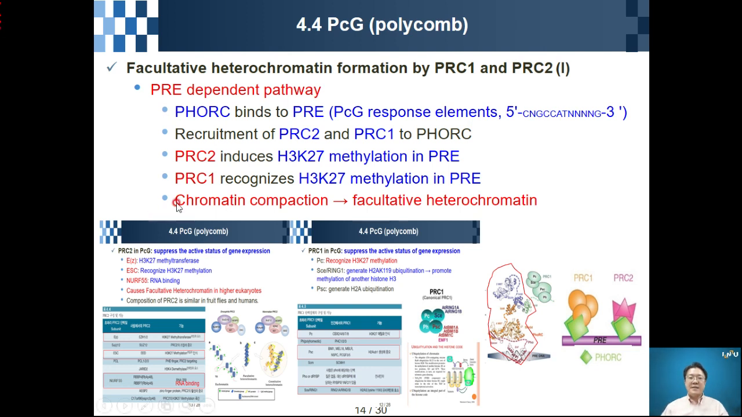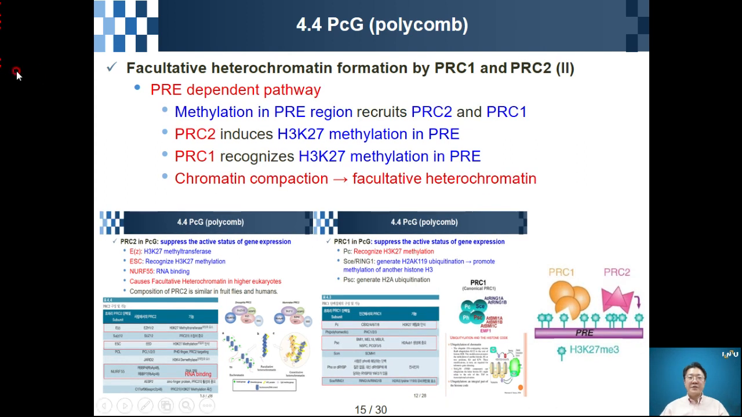So PRC2 induces H3K27 methylation in the PRE region. After that, PRC1 recognizes the H3K27 methylation in the PRE region. Actually, PRC1 has the PC region, which can recognize the H3K27 methylation. After that, it makes chromatin compaction, and finally it makes the facultative heterochromatin.